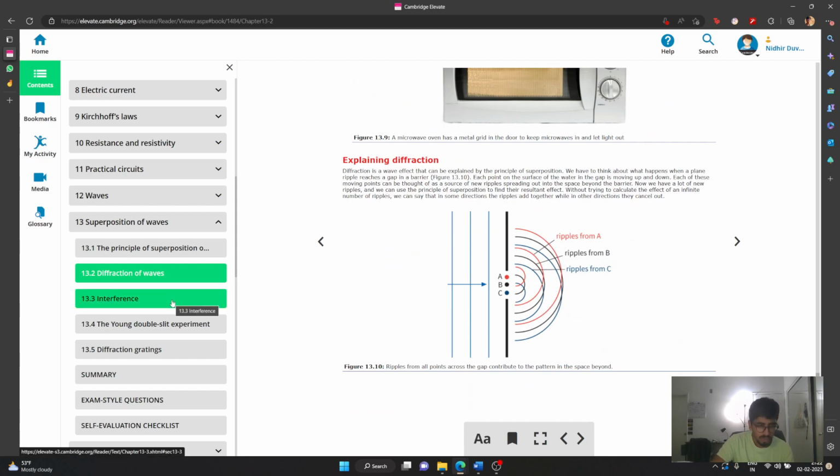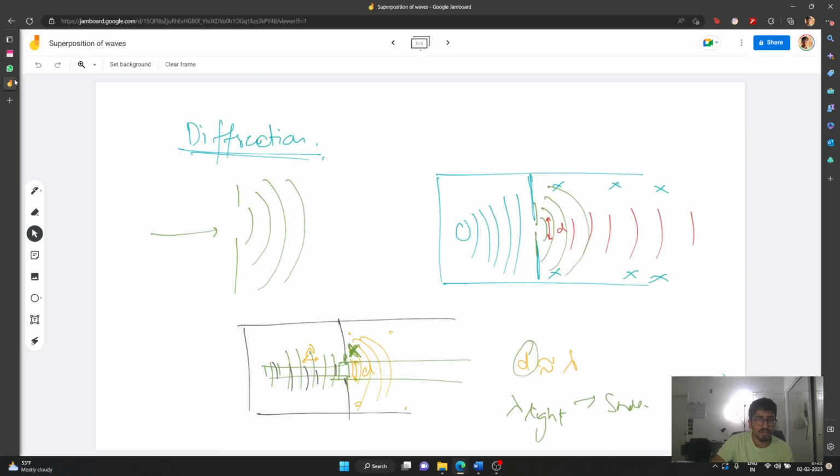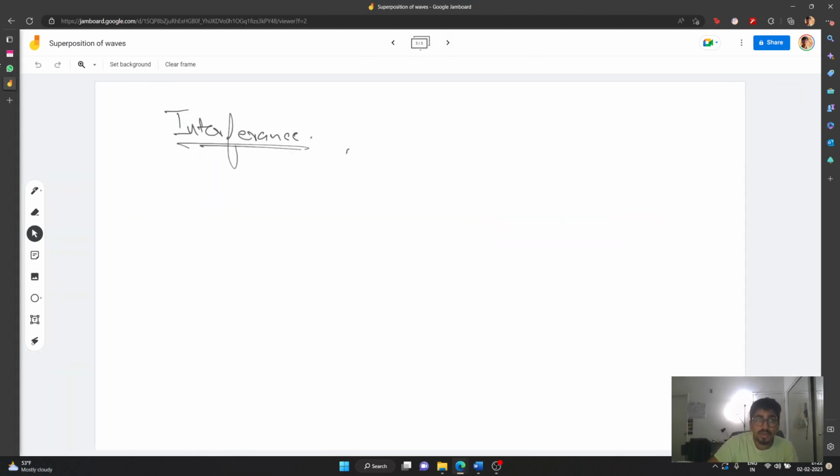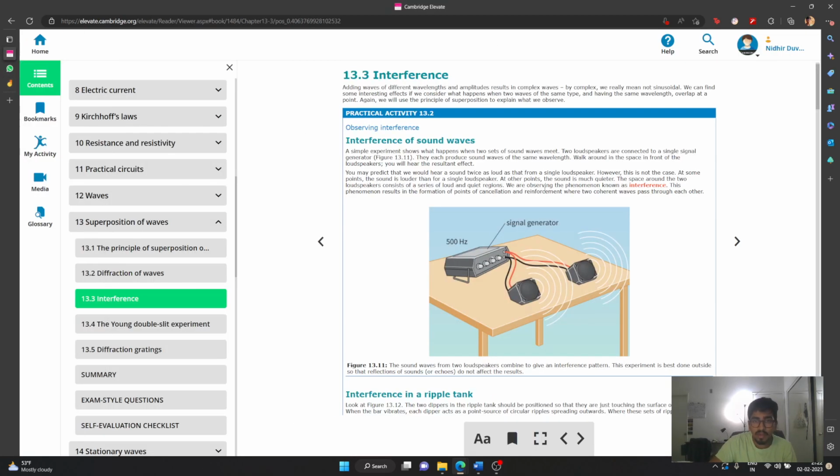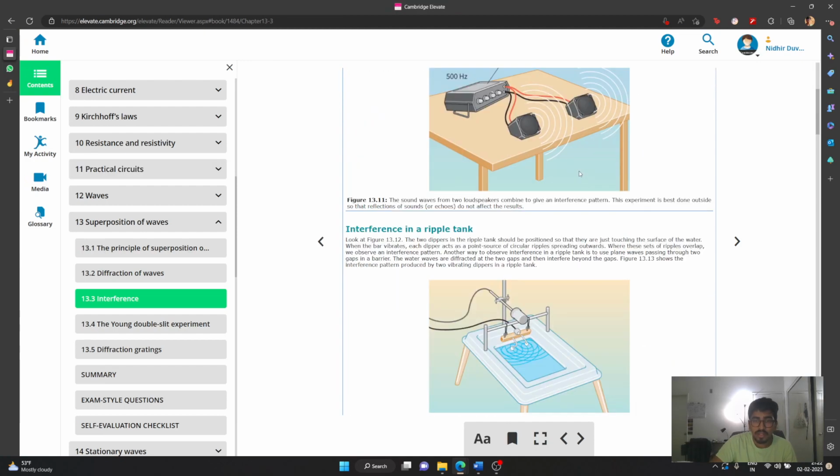Okay, now the third term, interference. We'll keep moving like this. As I said, it's just a bunch of terms that you need to understand in this chapter. Interference is nothing but superposition. It's just when two things are interfering or adding up to each other. So it's something like this.